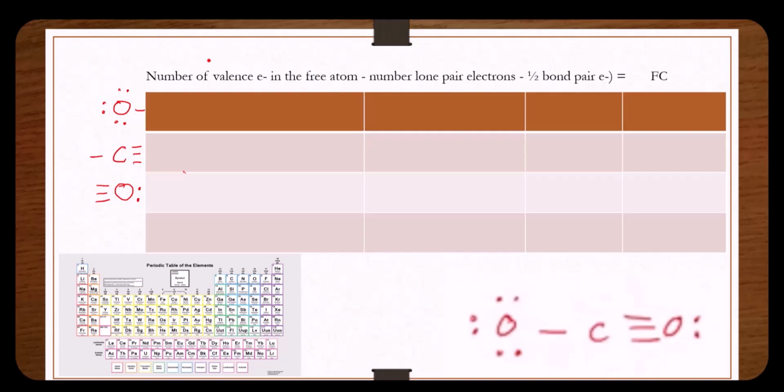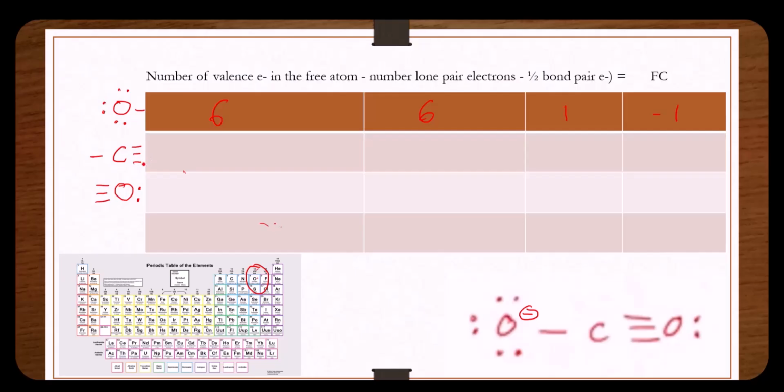So starting off, we can determine the number of valence electrons in the free atom, and we can do that by going to the periodic table. Oxygen is in group 6, so it would have 6 valence electrons. It has 3 sets of lone pair electrons, and there are 2 valence electrons in each lone pair, so that would be 6 valence electrons. It has 1 bond, and there are 2 valence electrons in 1 bond, and half of that would be 1, so we have 1. So 6 minus 6 minus 1 is negative 1. So for this oxygen, we can put a negative formal charge on it. We put a negative sign with a circle around it.